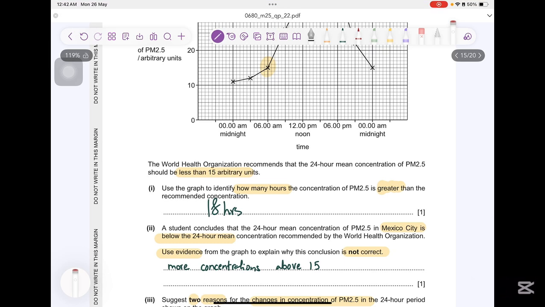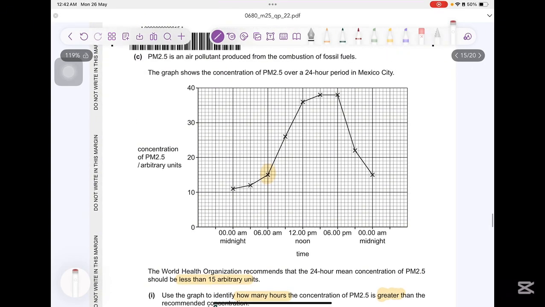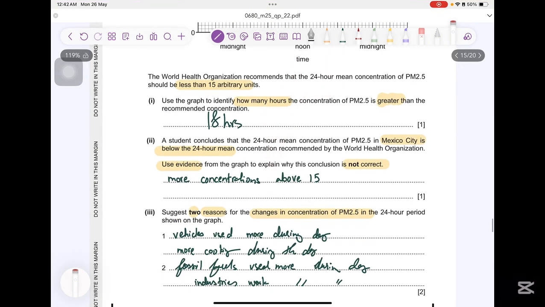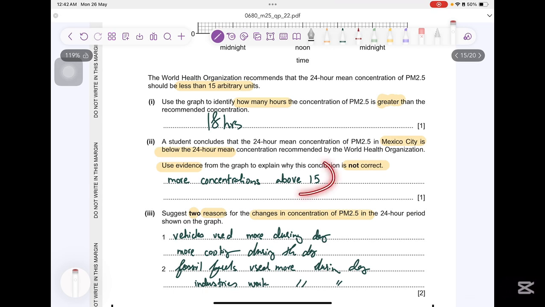The student concludes that the 24-hour mean concentration of the pollutant in Mexico City is below the 24-hour mean concentration recommended by the World Health Organization. Use evidence from the graph to explain why this conclusion is not correct. As you can see, the World Health Organization said it should be 15, but the graph showed you data of the concentration being more than 15. So that's exactly what you're going to write. Concentration above 15, with arbitrary units if you wish.